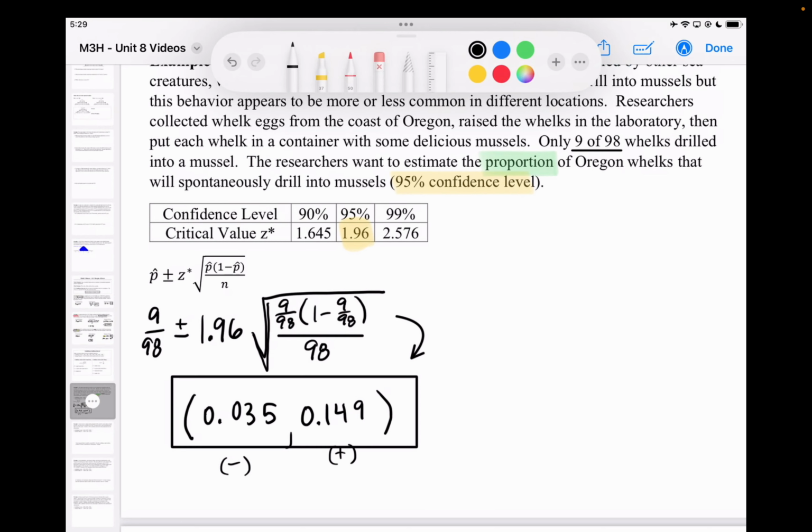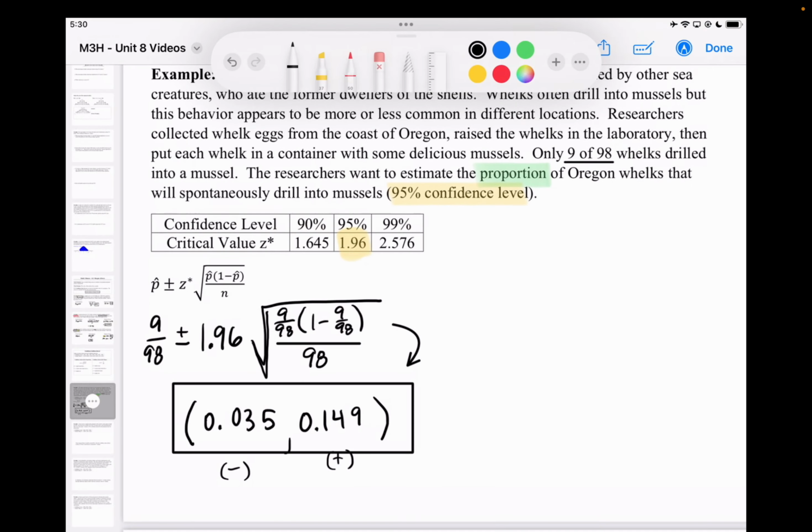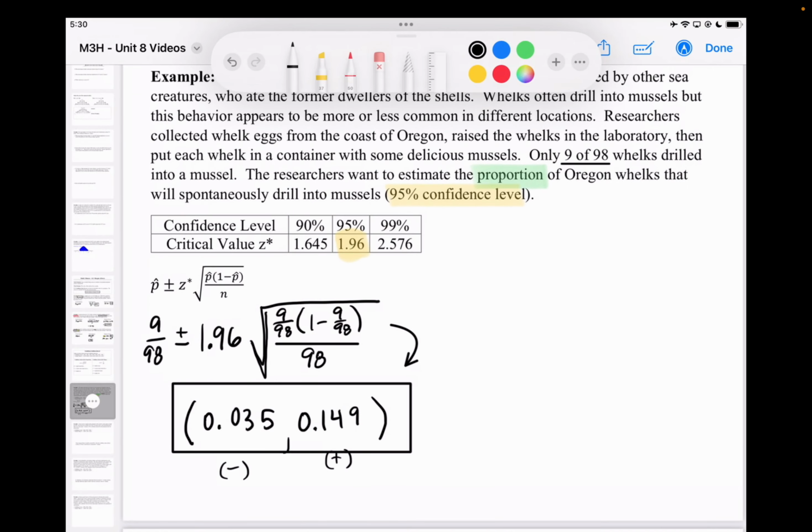getting those correct answers. I do want to talk about what those answers mean. So what this is telling us is that between, and I'm going to change these, they are proportions, remember, in proportions you can change to percent. So this is saying that between 3.5% and 14.9% of Oregon whelks will spontaneously drill into these mussels. So it's somewhere within that range, is what it's saying.